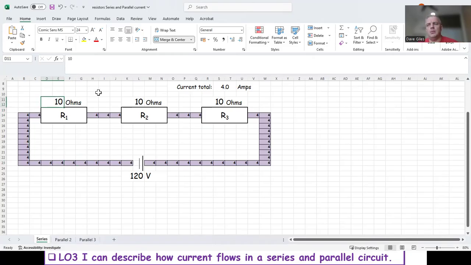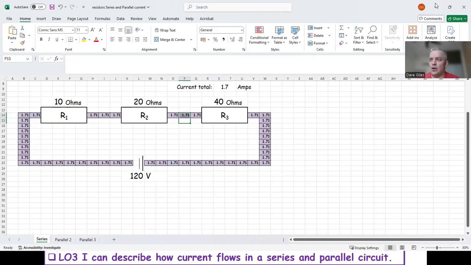And you might be thinking, oh, is that because the resistances are all the same? Well, let's have a look. So I've got 10 ohms. I'll change this one to 20 and this one to 40. And you see now the current is 1.7 amps and it's the same all the way through. So this bit here in the wire shows you what the current is at each stage. Okay, so that's for a series circuit only.